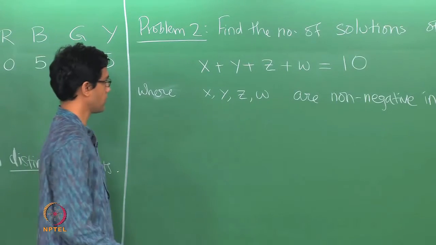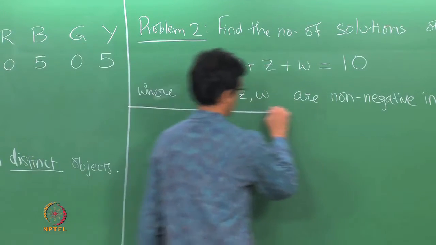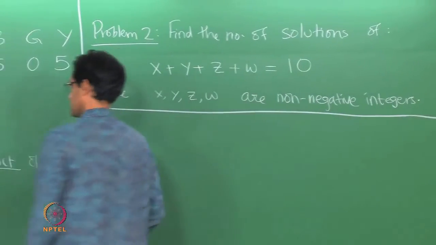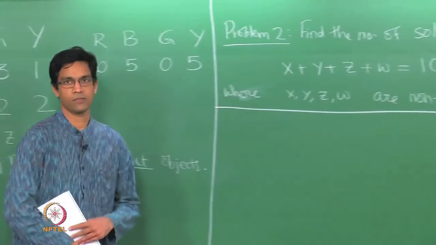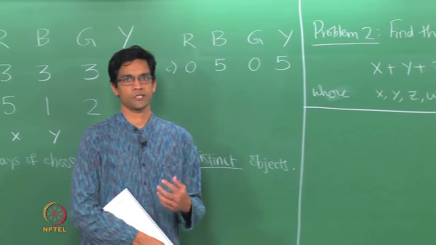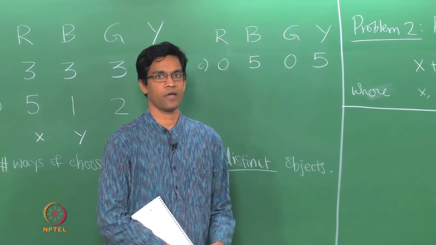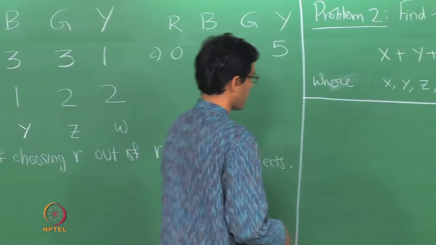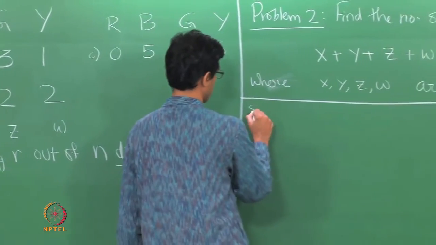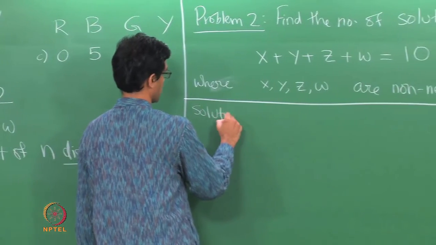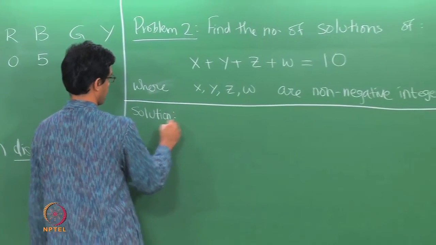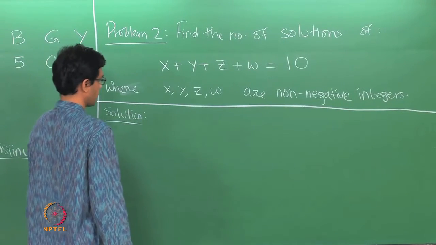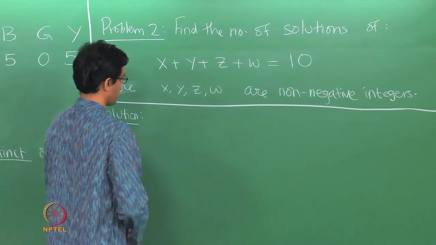So let us look at the typical method of solution. It requires a slightly different way of thinking rather than the usual combinations problem. So how do we solve this problem? Here's the typical solution. How do you find the number of such solutions to this equation? So let's encode it in the following way.